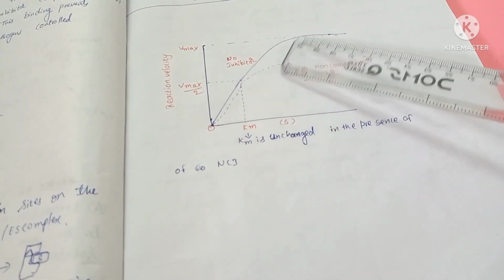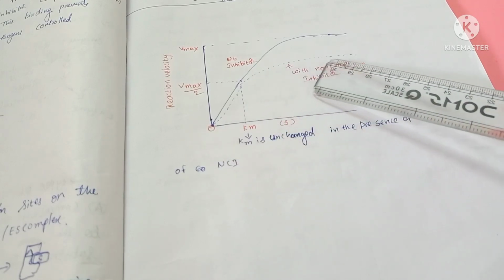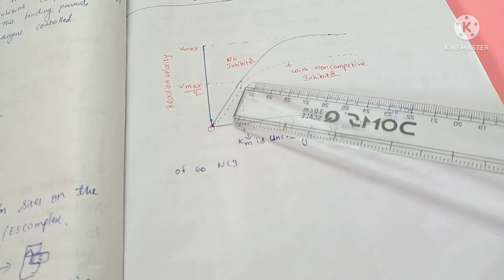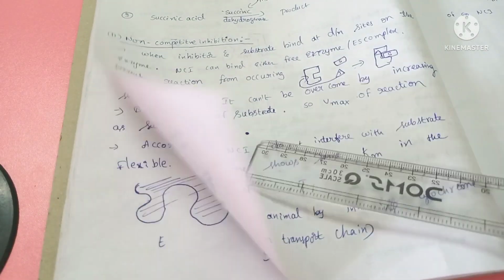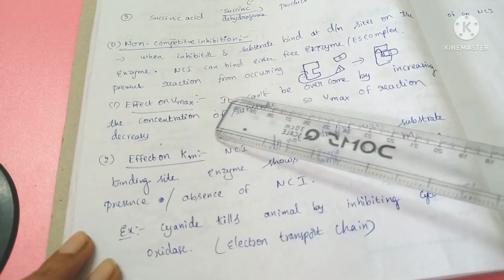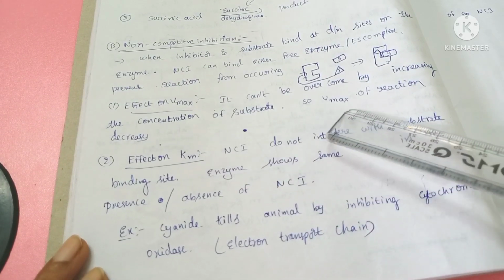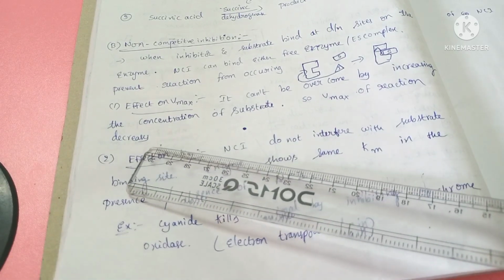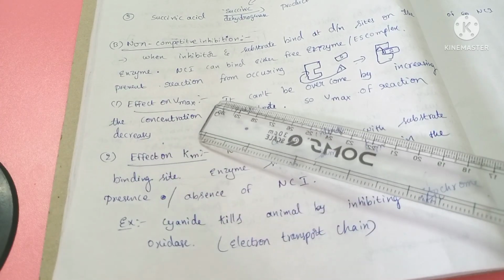See this graph. Here, this is the curve without inhibitor and this is the curve with the non-competitive inhibitor. Slowly the reaction was decreasing, right? So by increasing or decreasing the substrate concentration, we cannot overcome the problem of the non-competitive inhibition, and finally what will happen? The reaction decreases. So what is the effect of non-competitive inhibitor on the Vmax? The Vmax of the reaction decreases here.